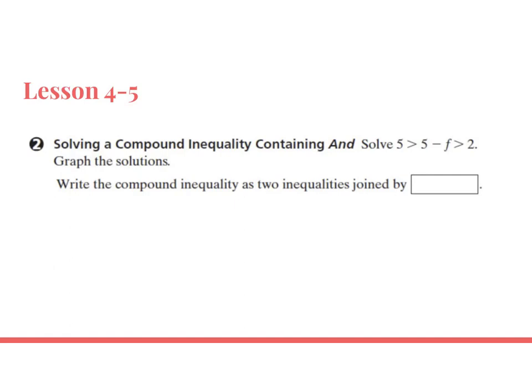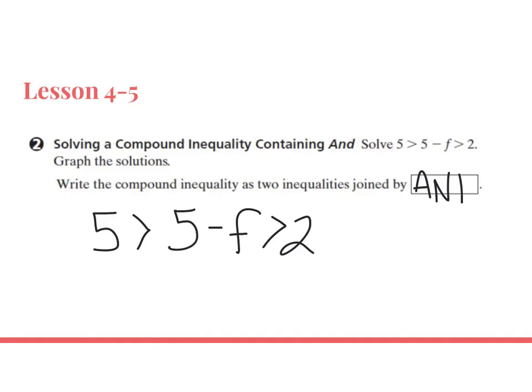So compound inequalities with and, notice how this multi-step inequality is not written with the word. Anytime they're written this way, it's understood to be joined by the word and. So we're looking for numbers that fit both situations, okay? And this one is joined by and.